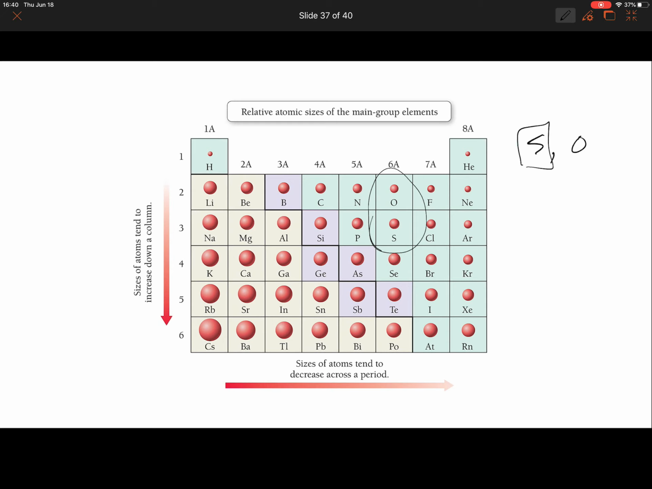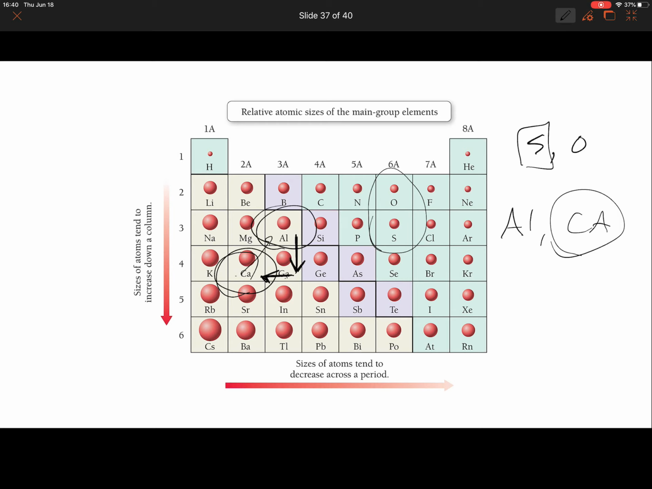Or if I said, who's bigger, aluminum or calcium? So you'd say, okay, here's aluminum, here's calcium. I know they get bigger going down, so gallium would be bigger than aluminum, but is gallium bigger than calcium? No, because they get bigger going this way too. So calcium's bigger than gallium, and gallium's bigger than aluminum, so of course calcium is bigger than aluminum. That's kind of like the logic that you could think about.